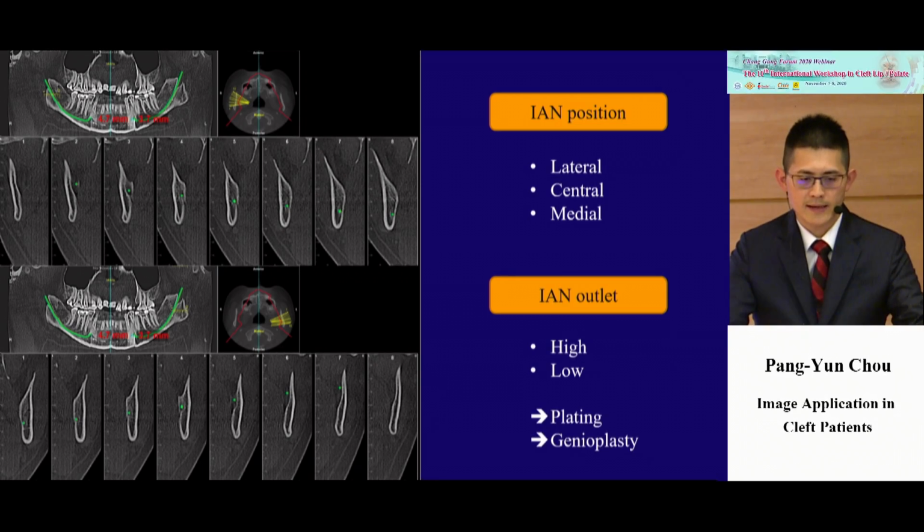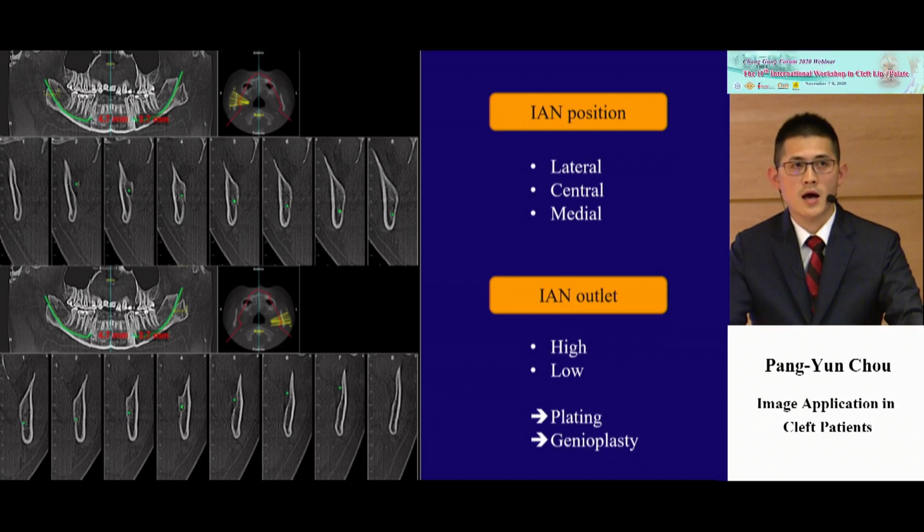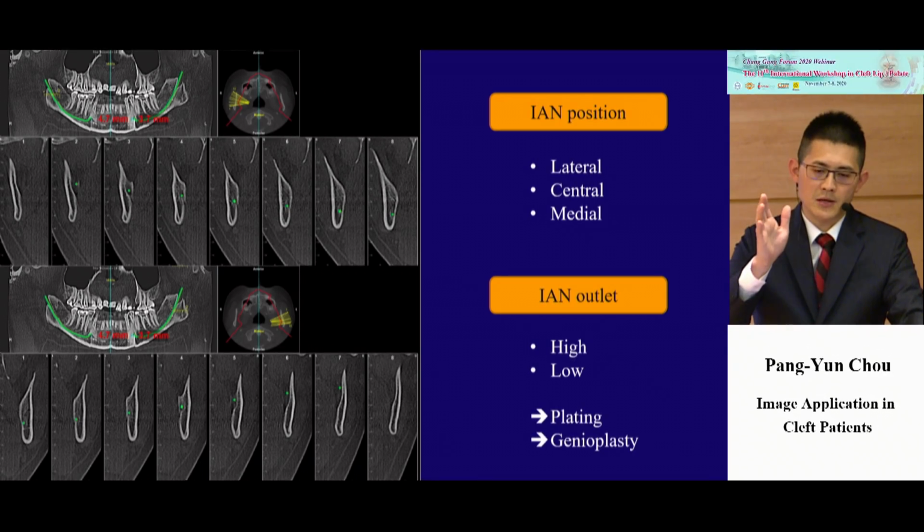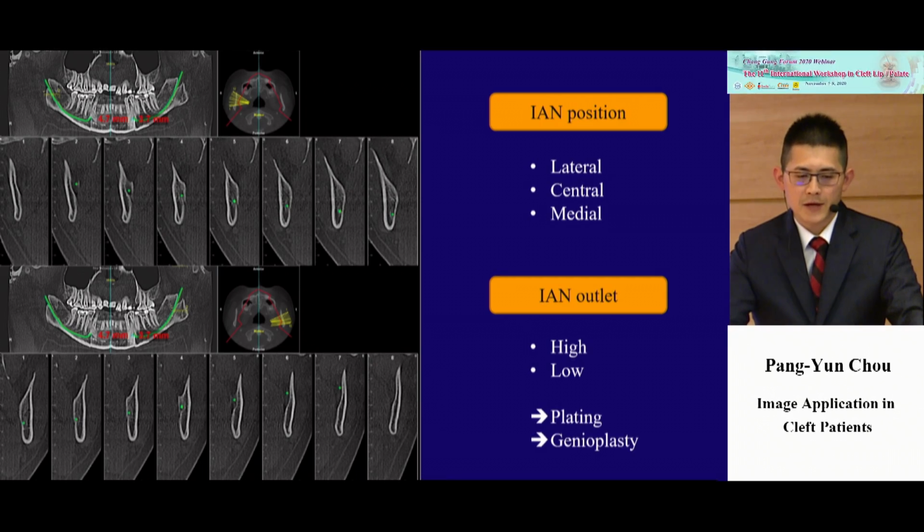And this slide is to tell you where the inferior alveolar nerve's location is, and once we do the split osteotomy in the mandible, we should take care of our osteotomy line and the vector. So for the IAN, preoperatively you should pay attention to its location. It is probably located in the lateral, in the central, or in the medial. And you have to know the IAN's outlet.